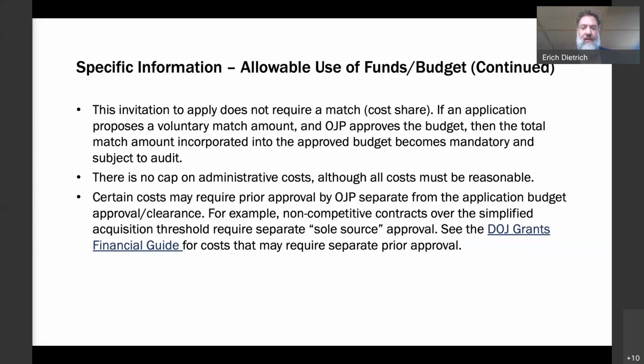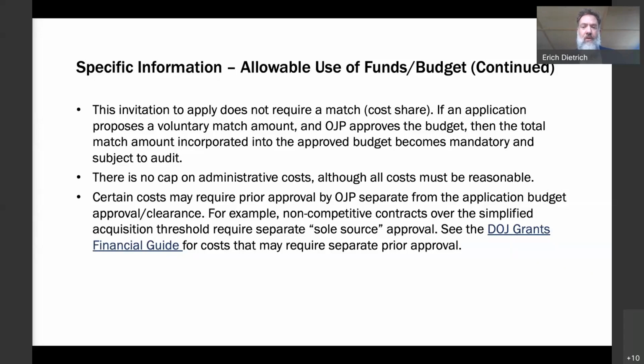But again, these grants are not subject to the JAG rules. It is an entirely different program. Lastly, there are certain costs that require prior approval by the federal agency. If you include a cost that requires prior approval in your budget and OJP approves the budget, this does not necessarily indicate approval of that cost because separate written approval may be required.